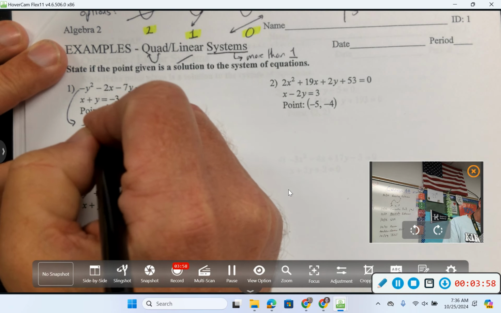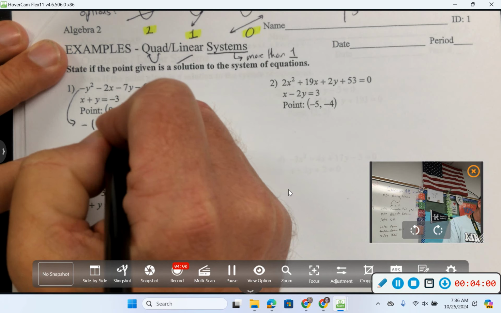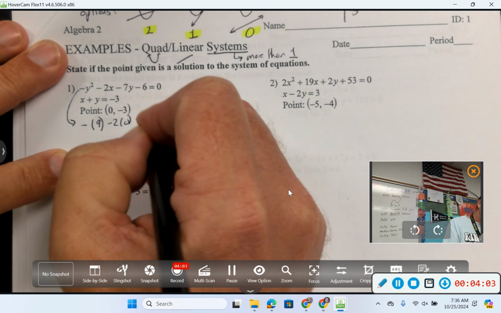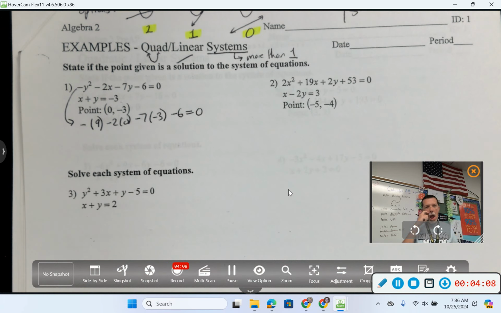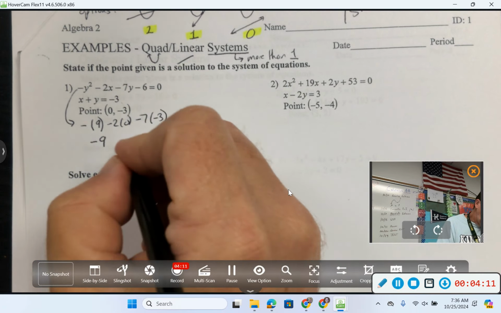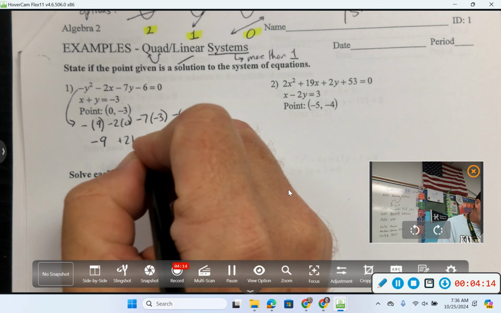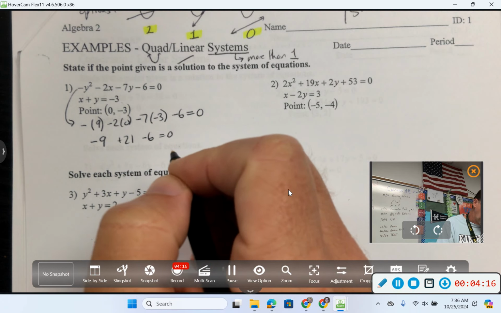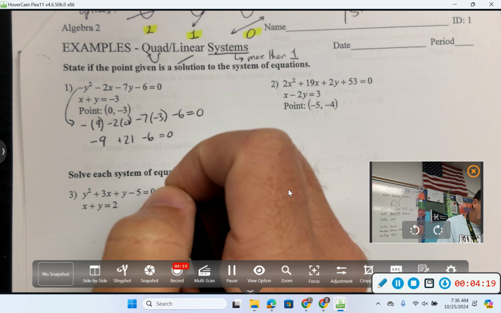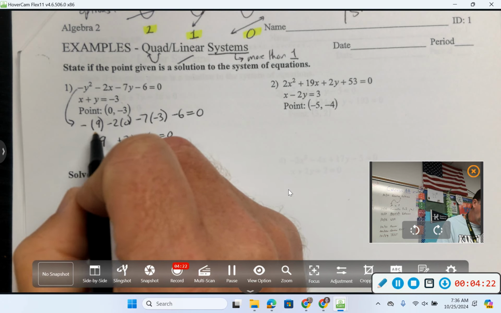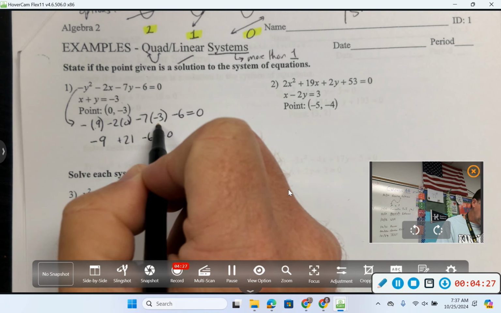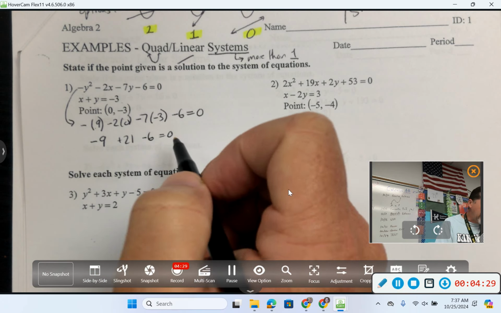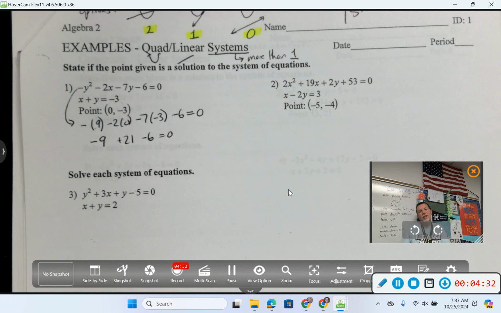So let's see, -9 minus 2 times 0 minus 7 times -3 minus 6 equals 0. -9 plus 21 minus 6 equals 0. That's a no. Now, did I do everything right? Let me double check here. -9 plus 21 minus 6. Yeah, I don't know what that is, but it's not 0. I mean, I do know what it is. It's 6, but not 0.